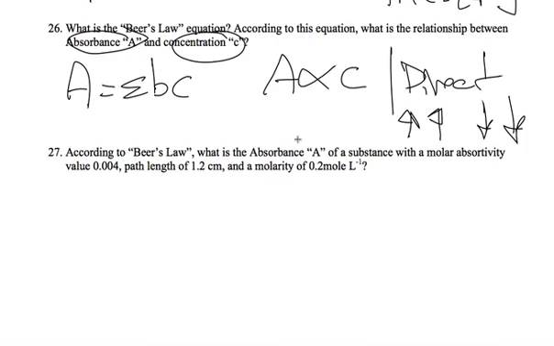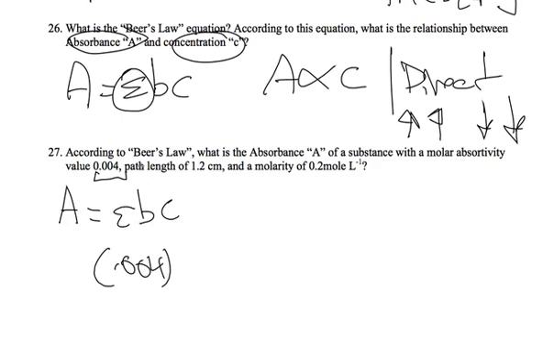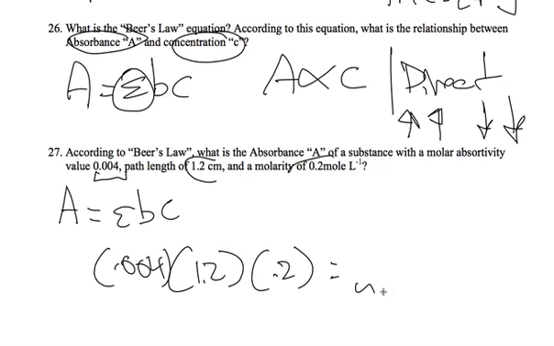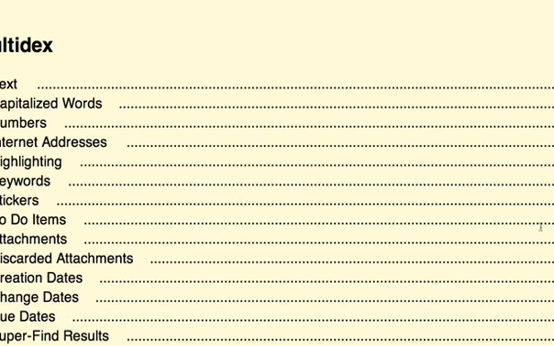According to Beer's law, what is the absorbance? Here's the equation, Beer's law. With a molar absorptivity of 0.004, a path length of 1.2 centimeters, and a molarity of 0.2, you're just going to multiply all these things together. I'm not sure what it is, but for the absorbance, you can just put ABS after it.